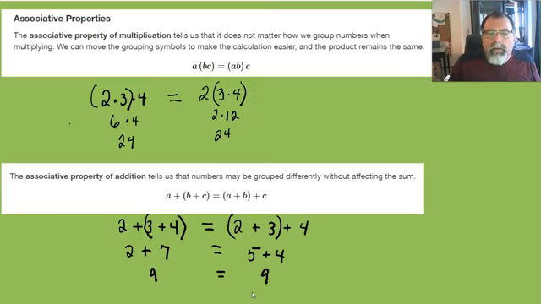You can rearrange the group and it will still get you the same sum, provided it's all addition. So just like with the commutative property, it works for addition and multiplication, but not for division or subtraction. Okay, so the associative property doesn't work for subtraction or division.